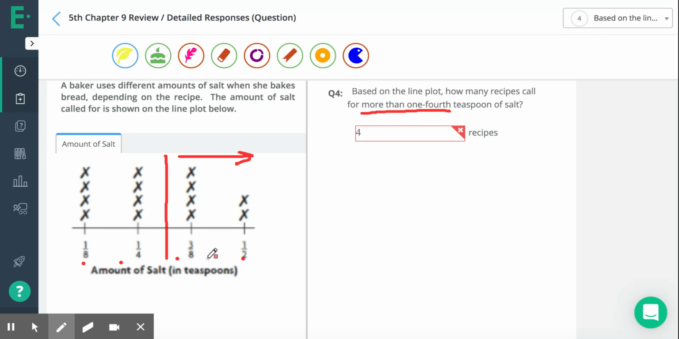3/8 is more than 1/4, and so is 1/2. So that's 1, 2, 3, 4, 5, 6 recipes. You have to count all of them, not just the one in one row, and not just 1/4. It needs to be more than 1/4.